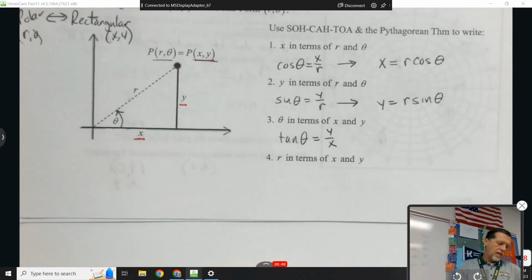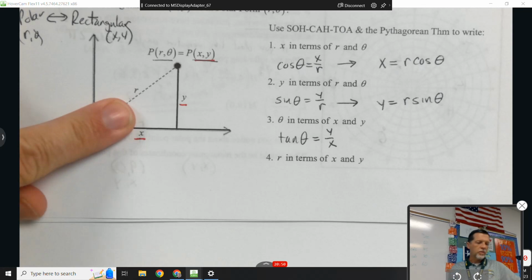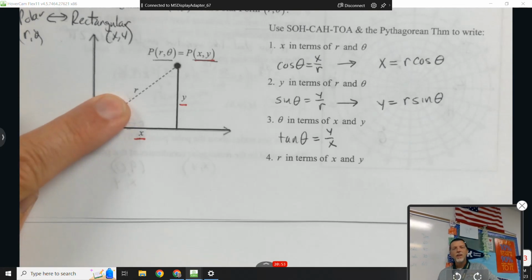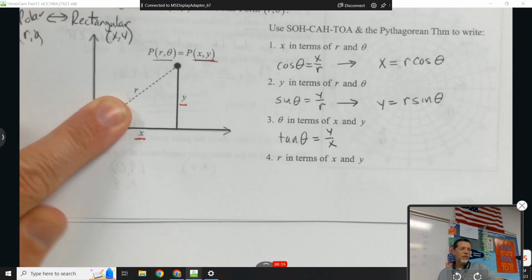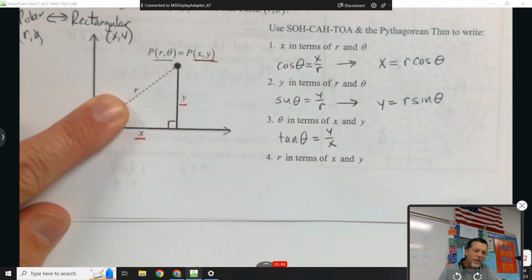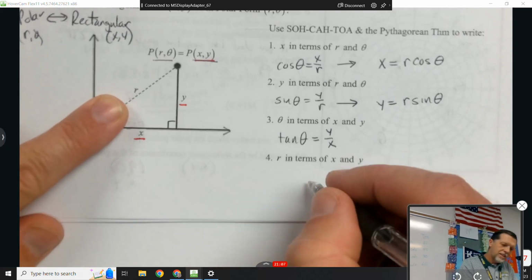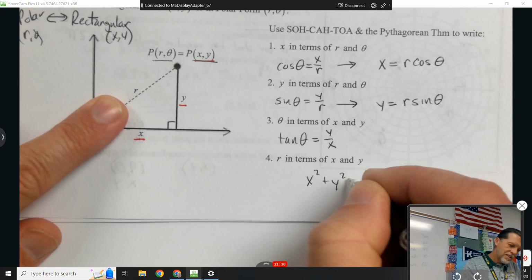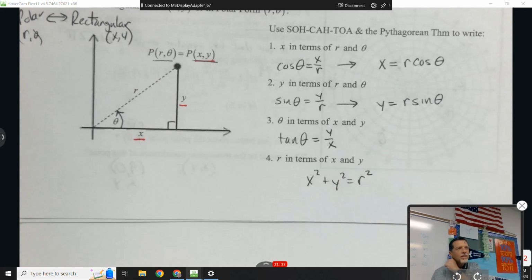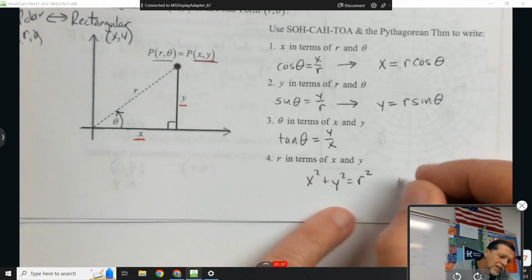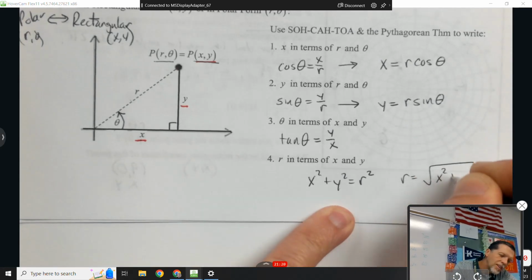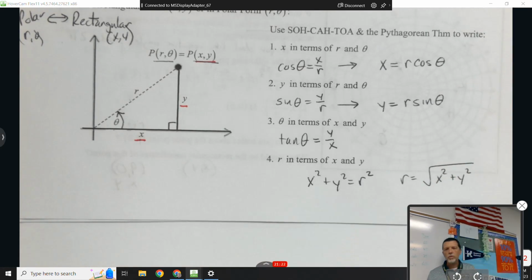How about an equation with, probably should have started with this one because I think this is the easiest one, an equation with x and y and r. So forget theta, just how are x, y, and r related? If that's a right triangle right there, x squared plus y squared equals r squared. Which means, I don't know if this is really important to write down, but r is the square root of x squared plus y squared.